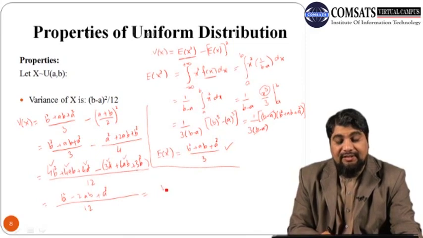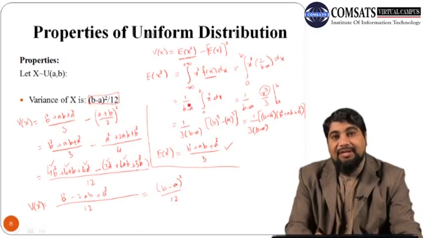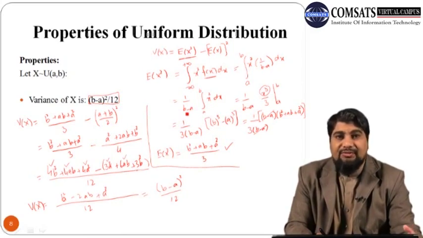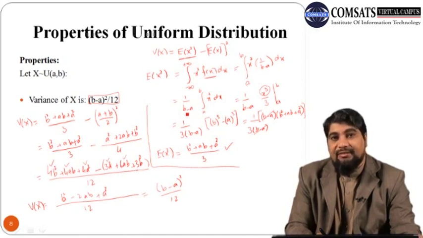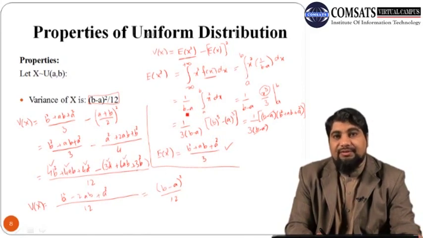You can see that it is (b minus a) whole square divided by 12. So this is the formula for the variance of X. The variance of X is (b minus a) whole square over 12. So this is how we can use the simple formulas of integration to calculate the mean and variance of a random variable X which follows a uniform distribution.